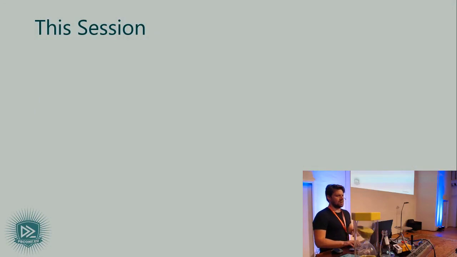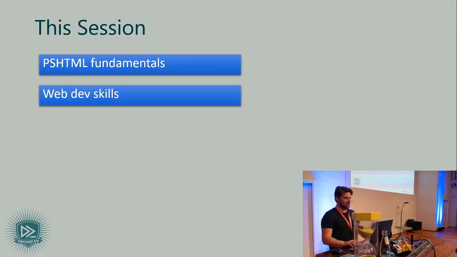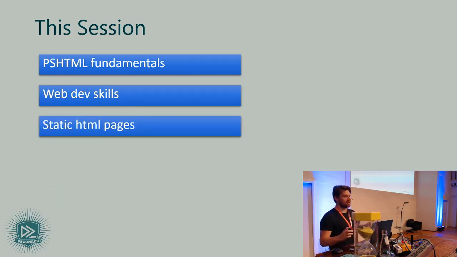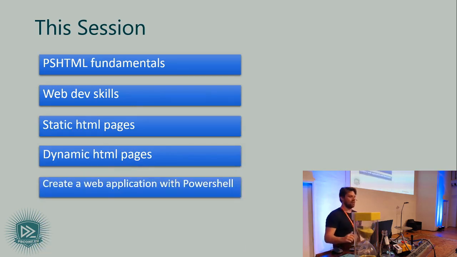So in this session, we're going to cover the PSHTML fundamentals, which is a PowerShell module I'm going to explain everything about. We're going to learn some basic web development skills, just enough for you to be able, by the end of this presentation, to build beautiful websites, of course. We're going to create static HTML pages using PSHTML. We're going to create dynamic HTML pages using PSHTML and Polaris, and we're going to create a web application fully with PowerShell using PSHTML and Polaris.